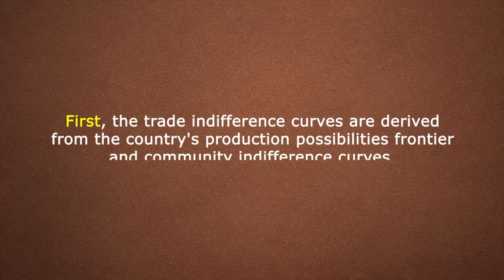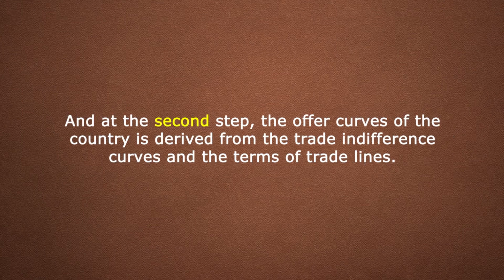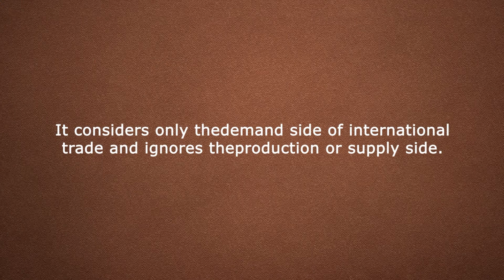First, the trade indifference curves are derived from the country's production possibilities frontier and community indifference curves. And at the second step, the offer curve of the country is derived from the trade indifference curves and the terms of trade lines. One very common criticism against the Marshallian offer curve is that it considers only the demand side of international trade and ignores the production or supply side.